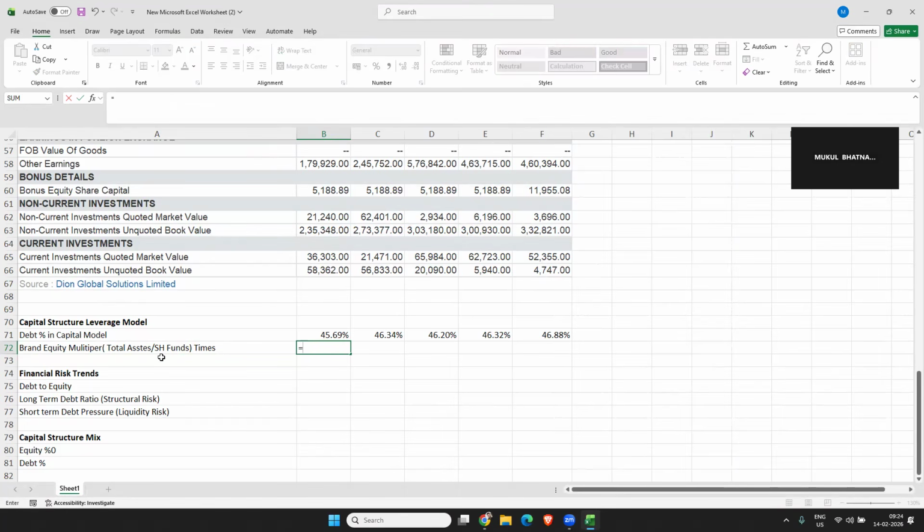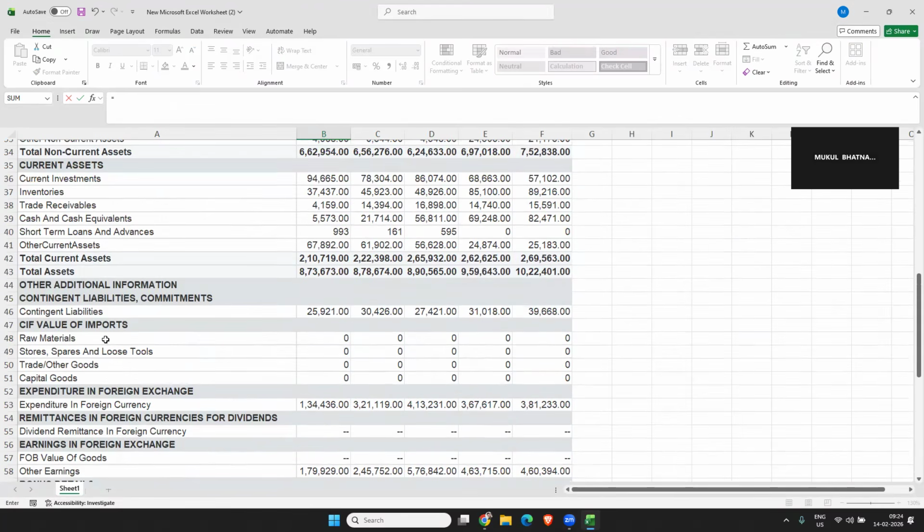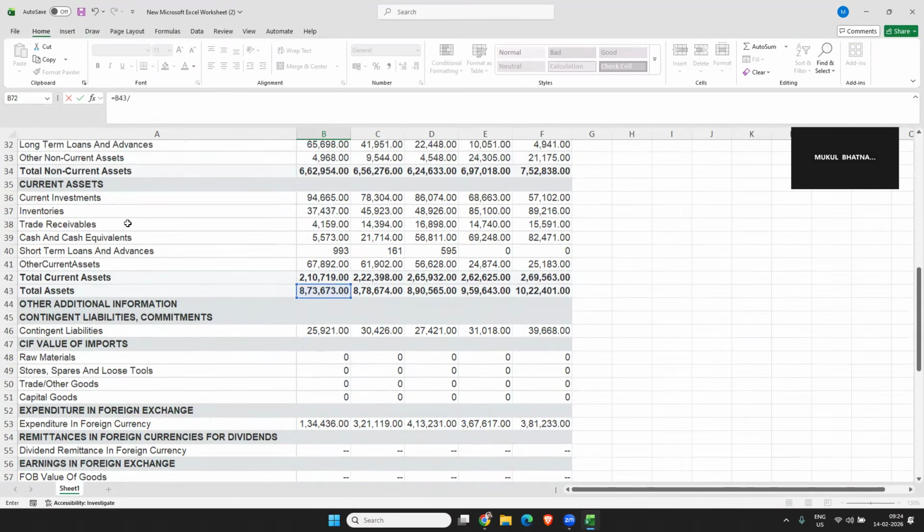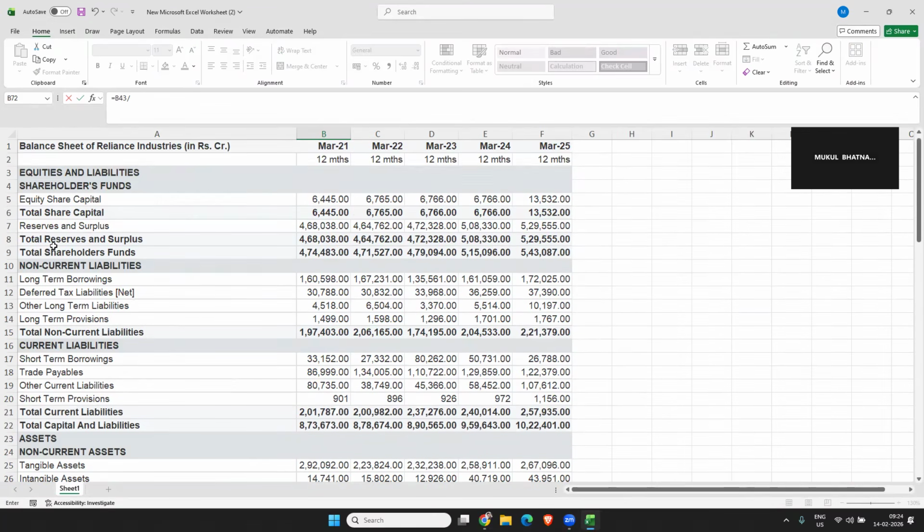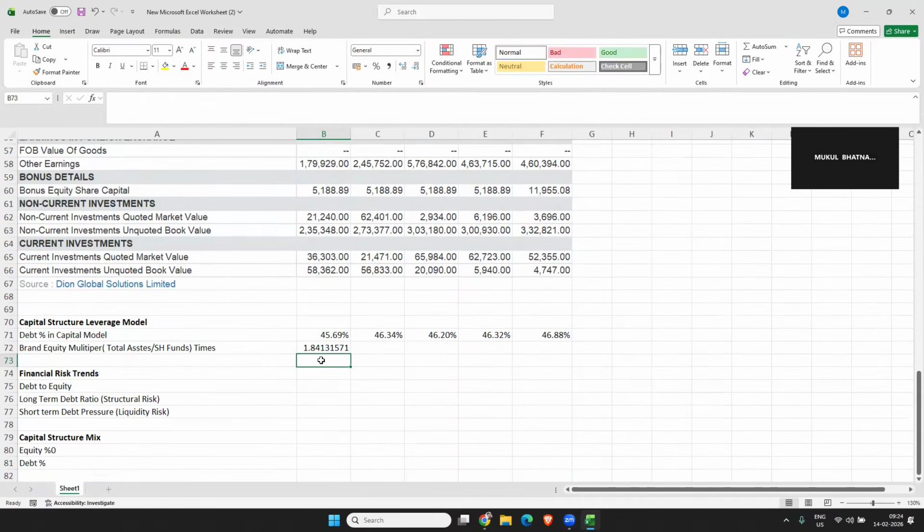In the balance sheet, we will find total assets. Here, total assets are given to us. Yes or no? So total assets divided by shareholder funds. This is the shareholder funds and this is total shareholder funds. This is the value. Press enter. Let me reduce the digits. And here we have the equity multiplier.